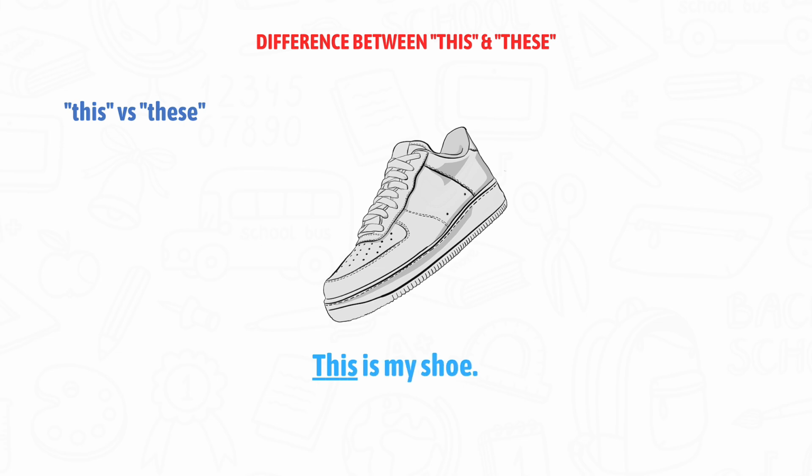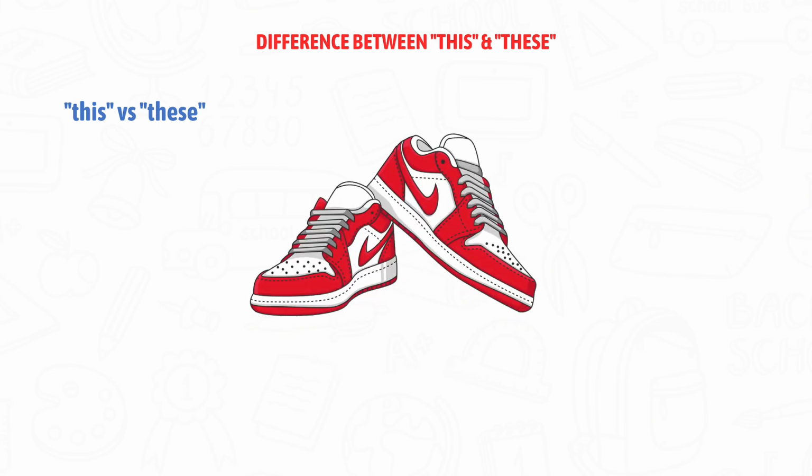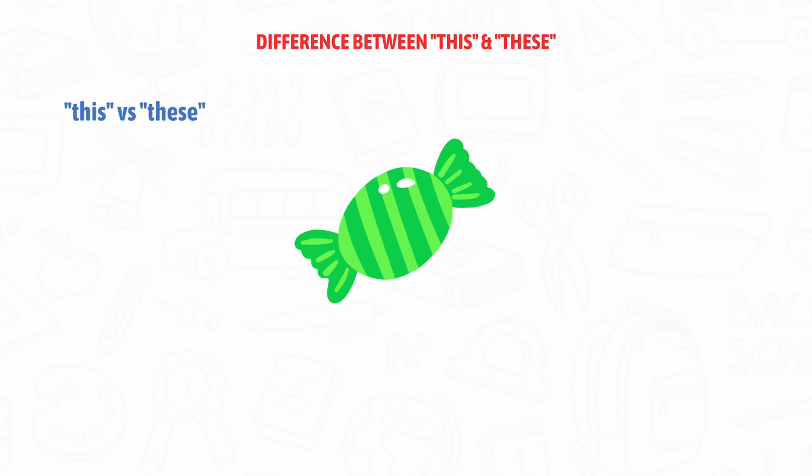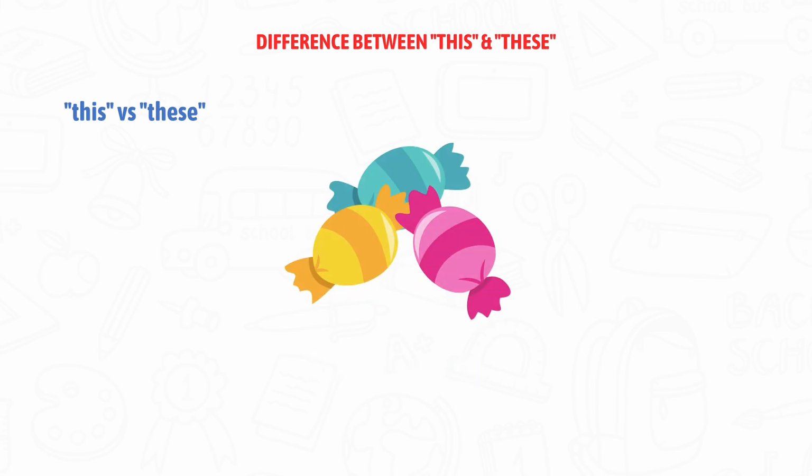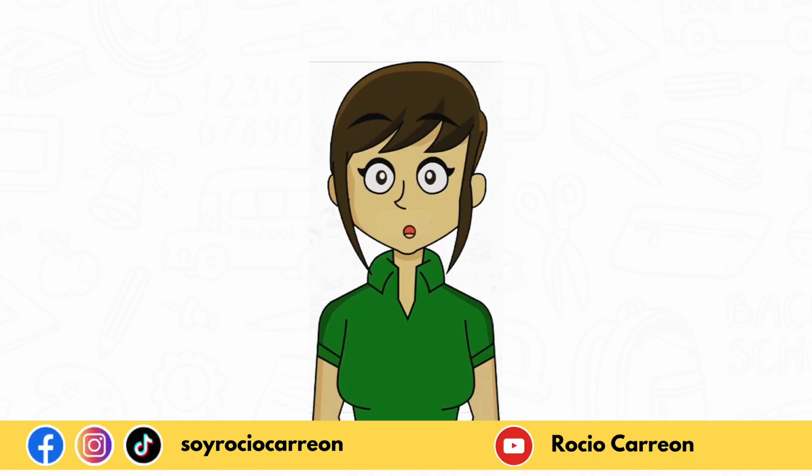This is my shoe. These are my shoes. This is his candy. These are his candies.